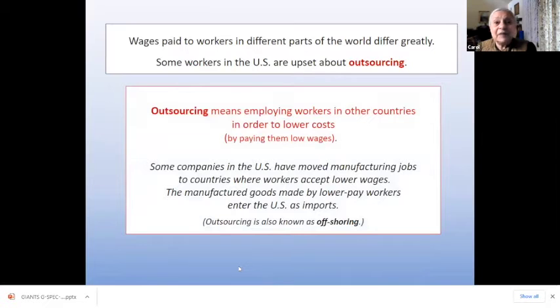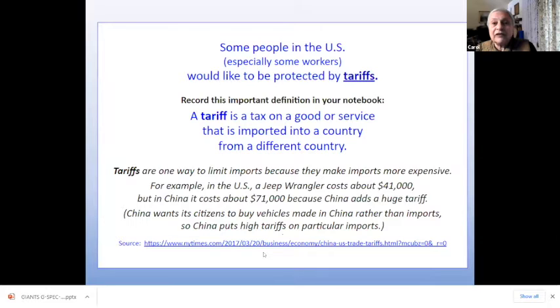And this brings us to outsourcing. Outsourcing means when a company like Apple designed the iPhone, but Apple says we want workers in China to put the pieces of the iPhone together and then ship it back to the United States where we sell it. That's called outsourcing or offshoring because workers will work for less pay per hour in other countries.